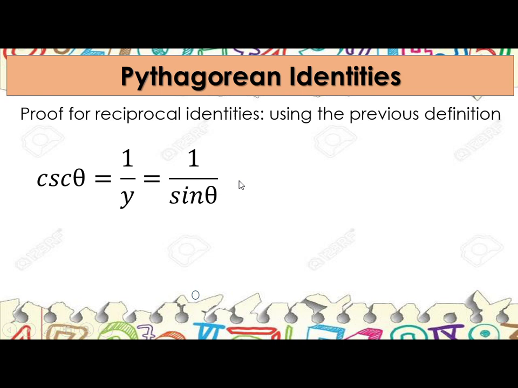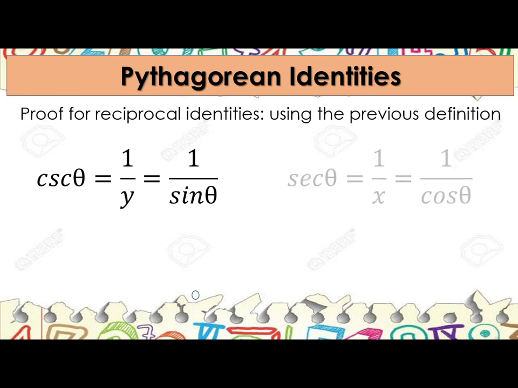So this is the proof on how we come up with 1 over sine theta for cosecant theta, right? Like I said in the previous slide, cosecant theta is equal to 1 over sine theta. So using 1 over y, using the Cartesian coordinate system wherein the radius is equal to 1, and you have x and y, wherein x pertains to cosine theta and y is for sine theta. Okay, so that will be the proof.